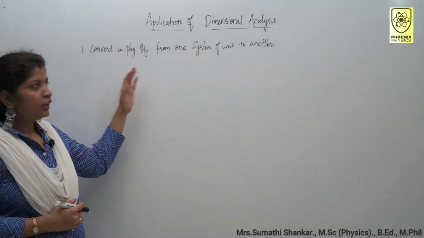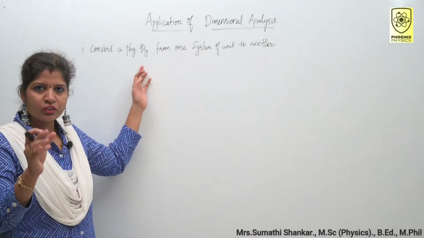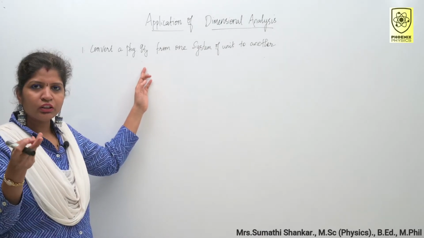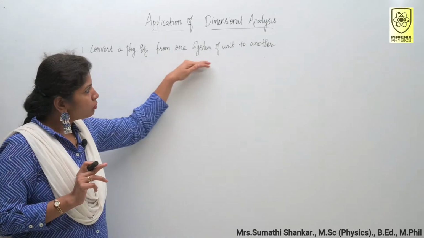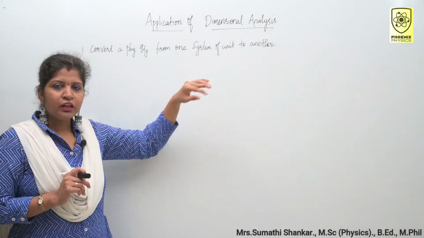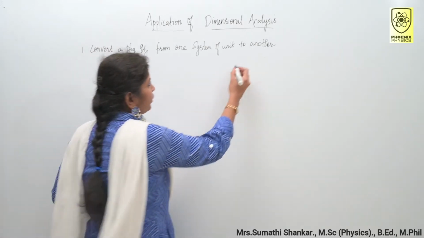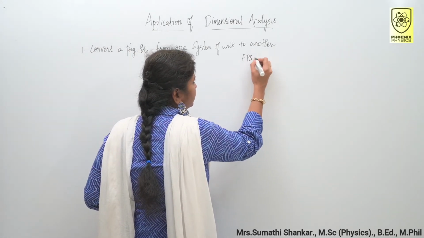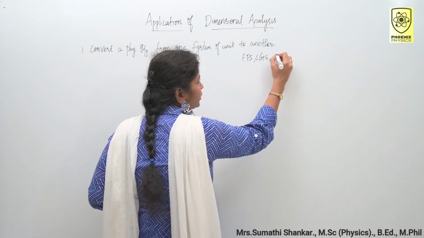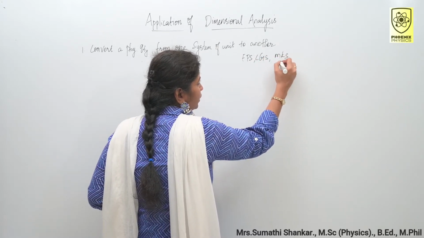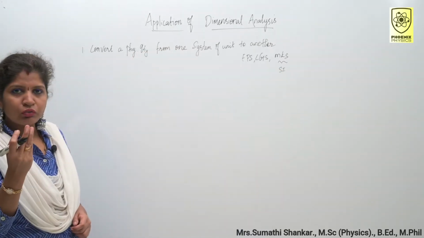First one is convert a physical quantity. You know what is physical quantity? Example, length, mass, time, these are all physical quantity. From one system of unit to another. Here we studied three system of unit. One is FPS, another one is CGS, and third one is MKS or SI. So we studied about three system of unit.